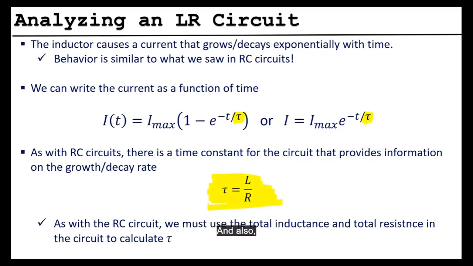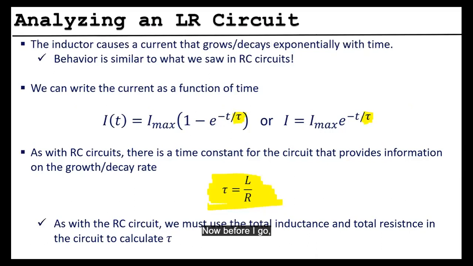And also, as with the RC circuit, if we want to calculate the time constant, we need to have the total inductance and the total resistance in our circuit. So what you guys are going to do is you will do some calculations involving the LR circuit, and you'll see this behavior in the graphs.